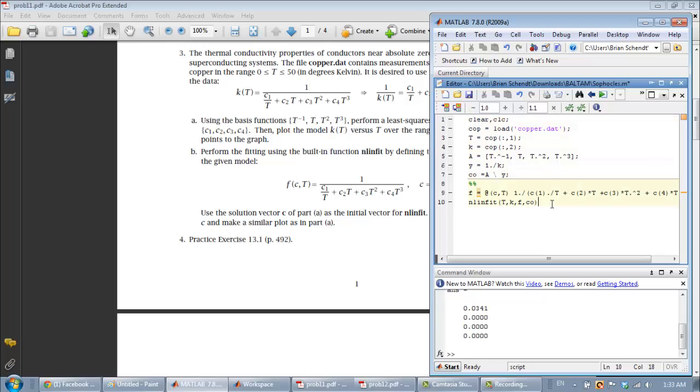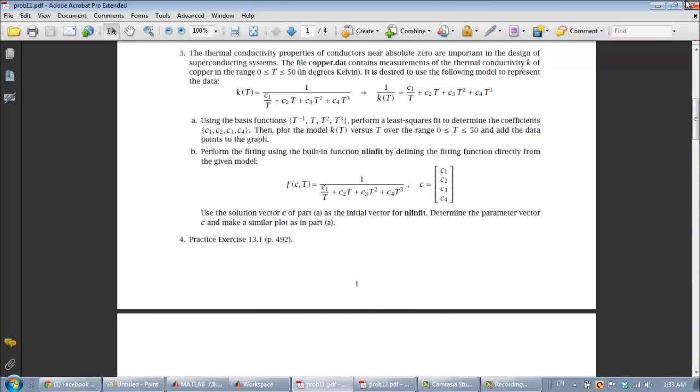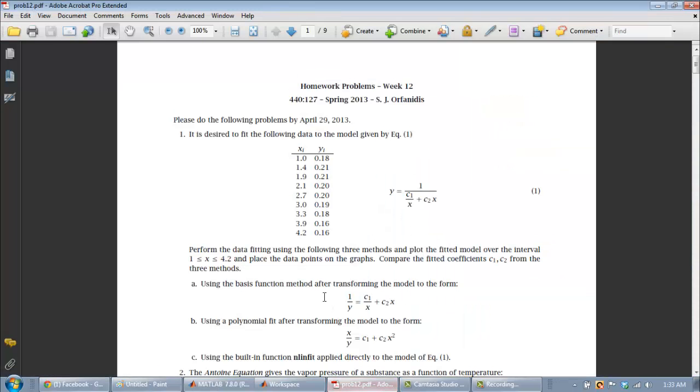Okay, so that's all you need for nlinfit. Again, all you need to do is rewrite what he gives you as an implicit function of two variables, and then you need to just put the dependent variable, the independent variable, the function, and then a guess that he'll usually supply you with. Okay, let's do even more problems.